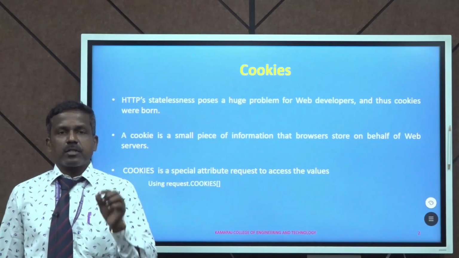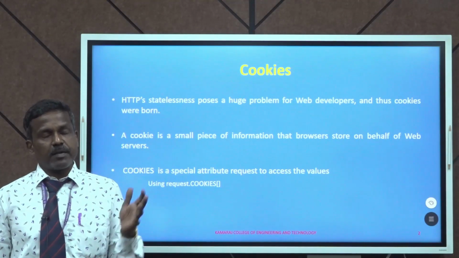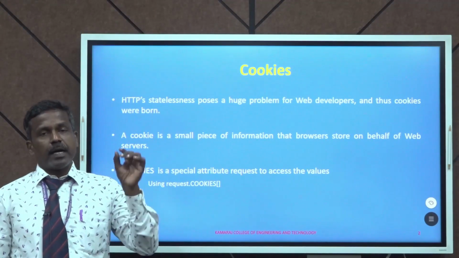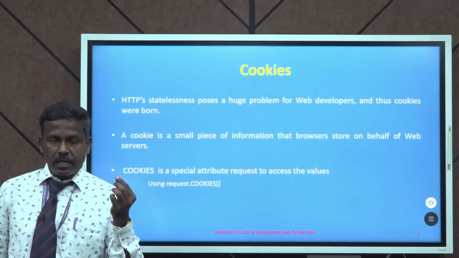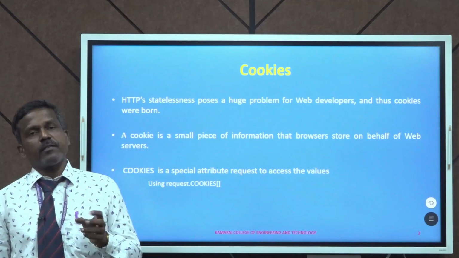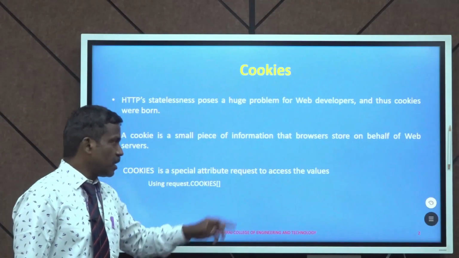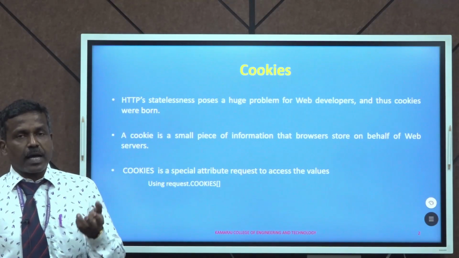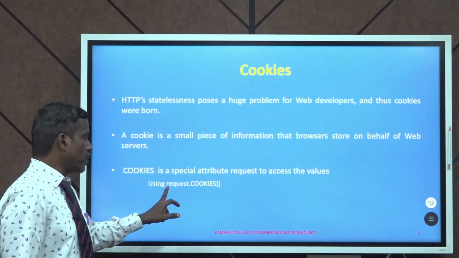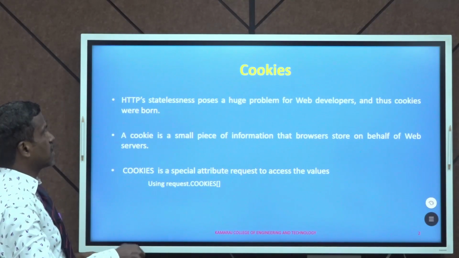A cookie is a small piece of information which is maintained in the client environment itself. That means cookies are maintained in the browser itself, and the size of a cookie will be only 1 or 2 KB, and the information we can maintain in a cookie is also limited. In Django, request.COOKIES is a special attribute which is used to access the values. It is a dictionary.